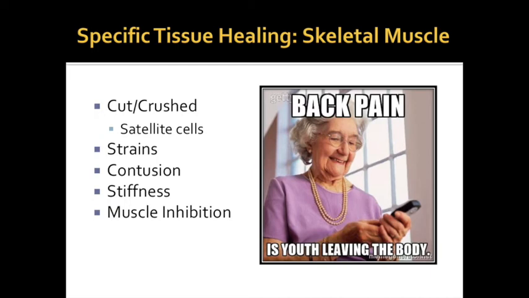Cut and crushed injuries occur when the fibers are damaged by either being cut or crushed. These types of injuries can be repaired by those satellite cells. The damage initiates the reaction, which activates them to multiply and fuse with the existing fibers to repair the damaged sarcolemma.